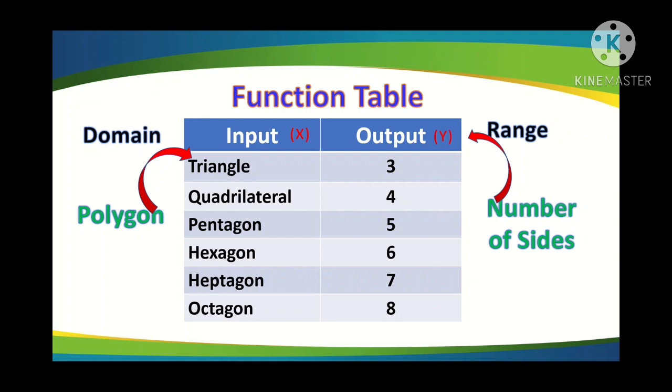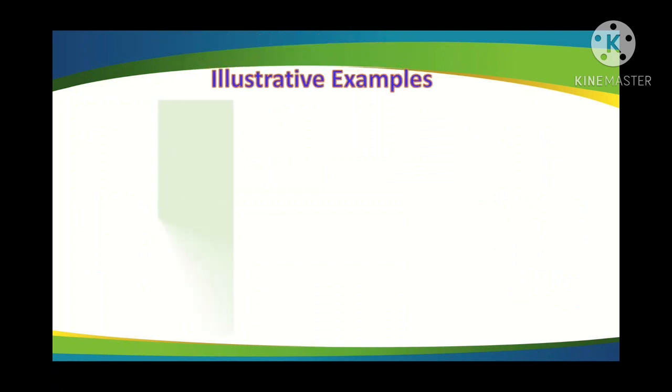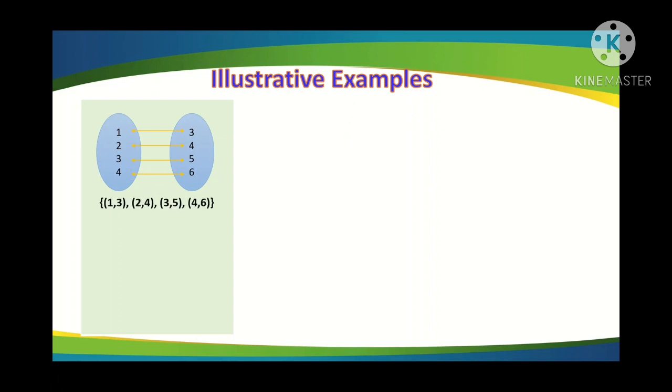But how will you know if the relation is a function or not? Let's have illustrative examples. Given two sets, the first set, the elements are 1, 2, 3, 4. And the second set, the elements are 3, 4, 5, 6. Let us do the mapping. 1 corresponds to 3, 2 corresponds to 4, 3 corresponds to 5, 4 corresponds to 6. So we have the ordered pairs (1, 3), (2, 4), (3, 5), (4, 6). Since each element of one set is paired with exactly one element of the other set, this is a one-to-one correspondence.